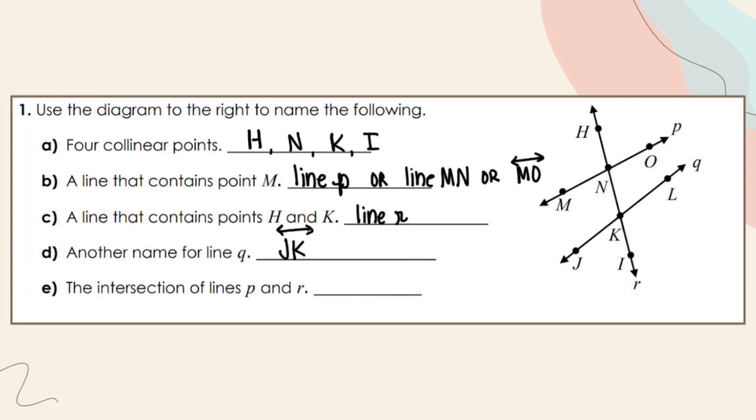The intersection of lines P and R. So this is line P, this is line R. They intersect at N. And you can just put N as long as it's capitalized.